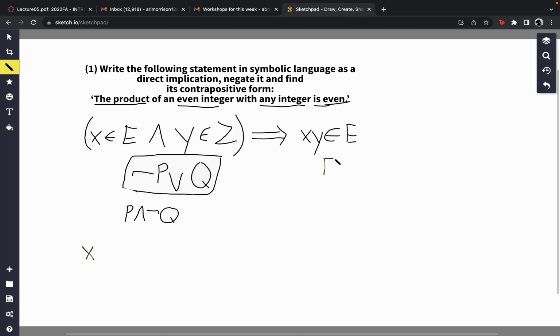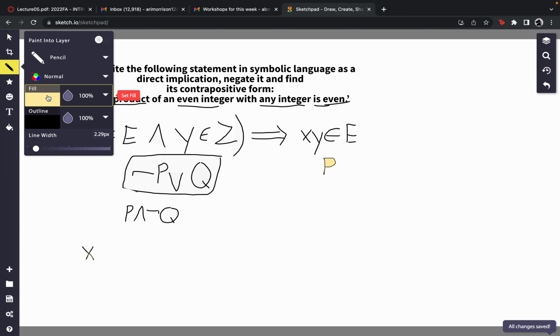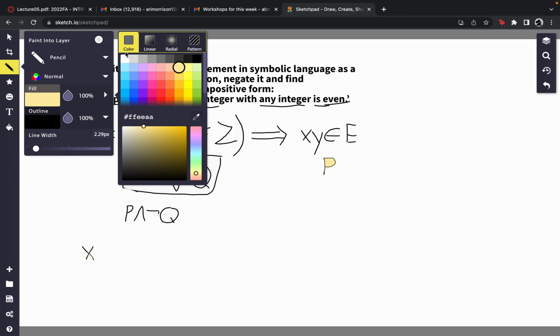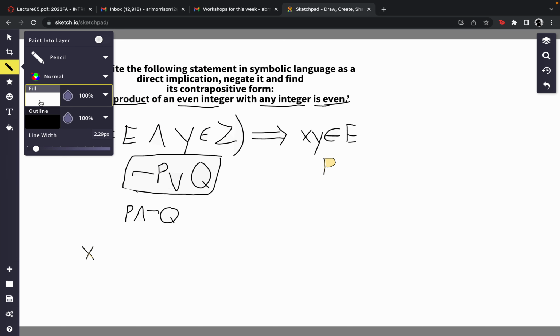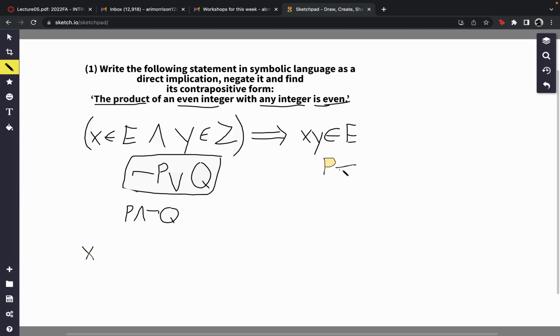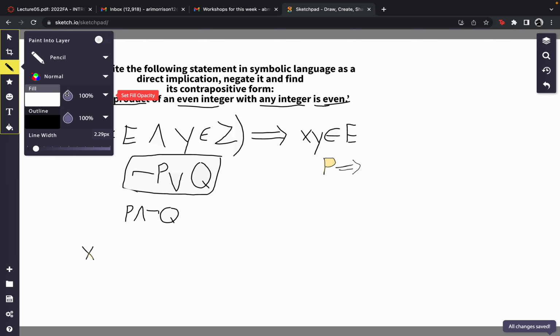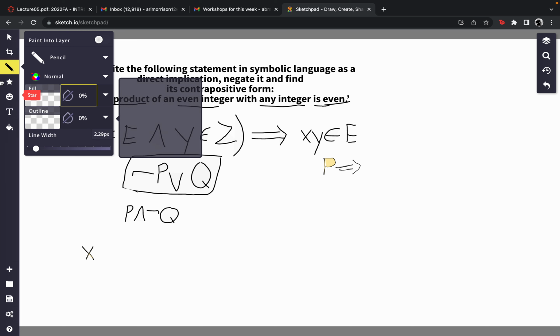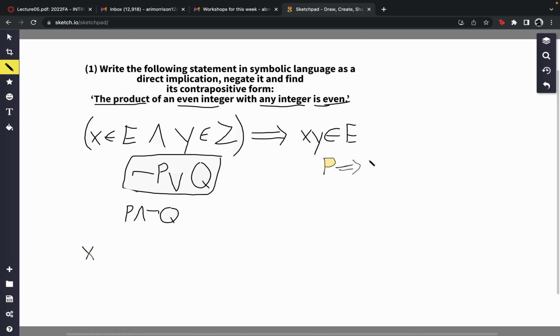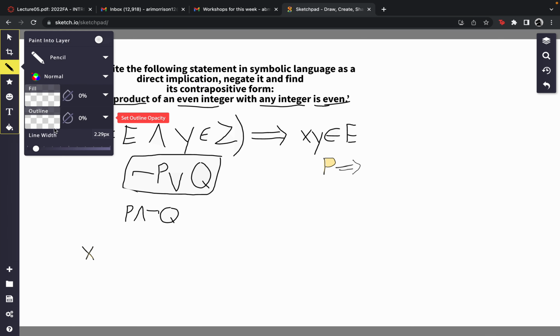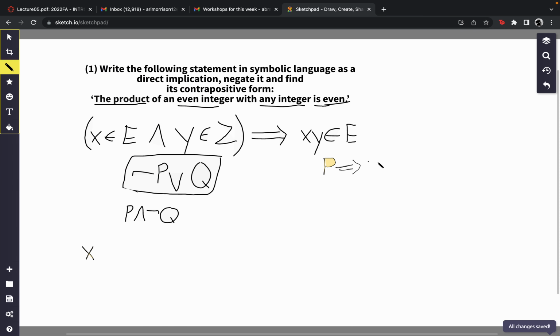I should write that. P. Oh, how did that happen? I don't want to fill. Where did I go wrong? Maybe I do white fill. That should save it. Okay. P. This is also disgusting. Okay. P implies. There we go. P implies Q.